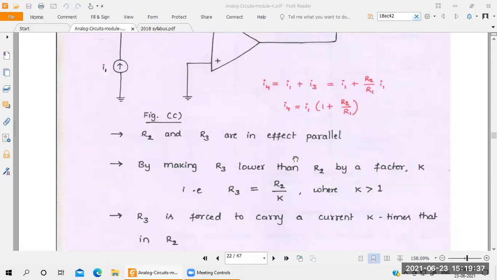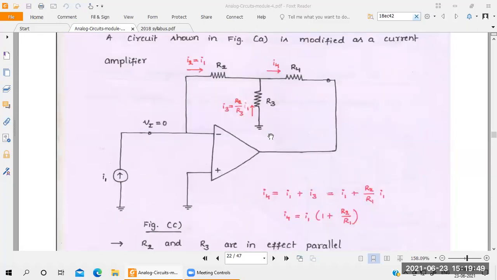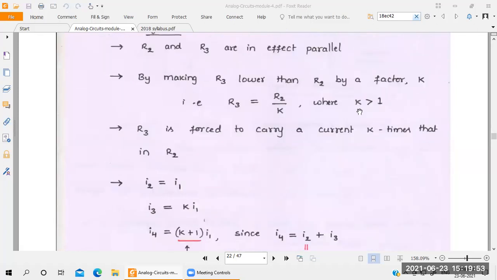Next, R2 and R3 are in effect parallel here. So R3 always you have to take a lower value compared to R2, because it is going to ground here. Okay, see, R3 is going to ground. So choose R3 less than R2 in terms of a K factor. So R3 is also forced to carry the current for the R2 resistance here.